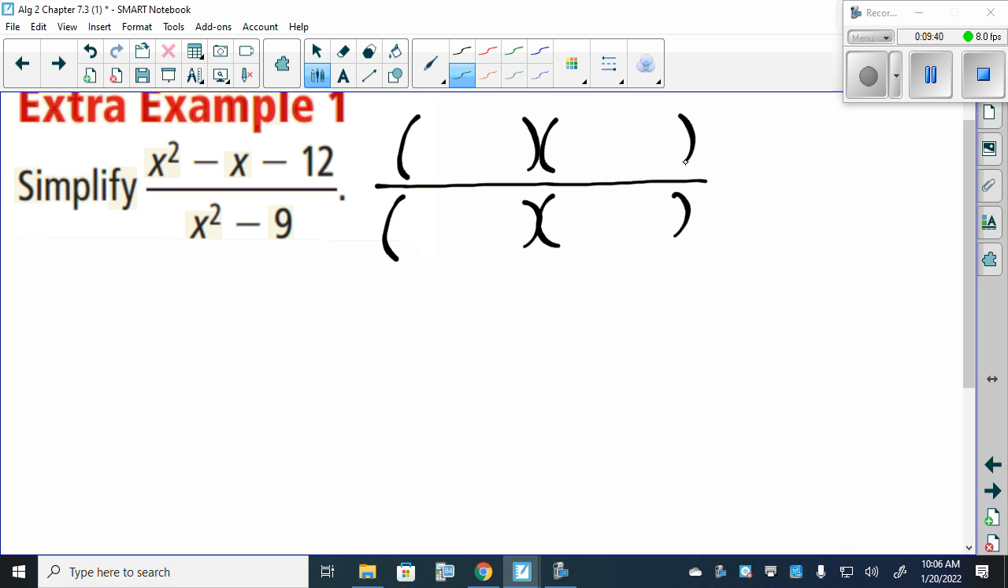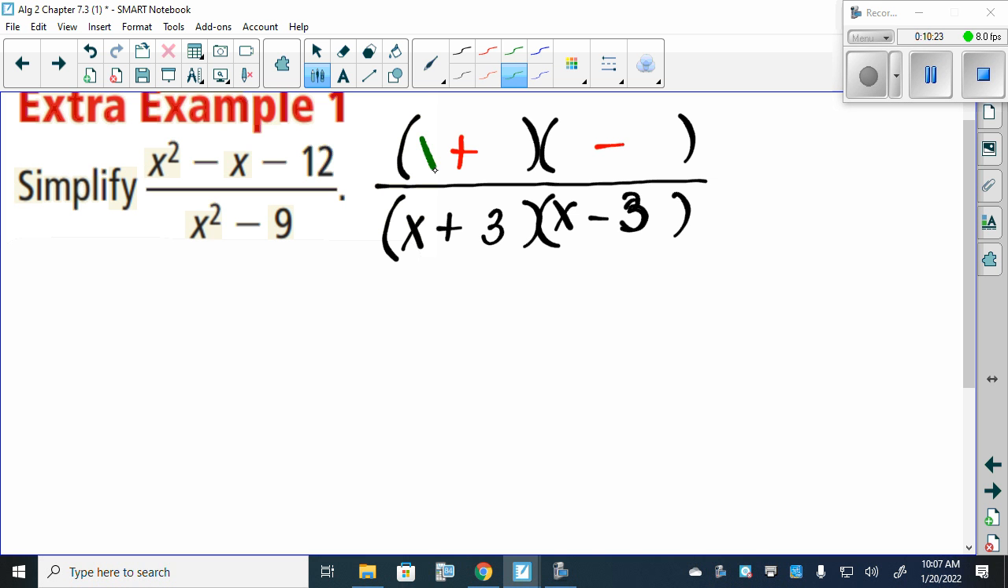Which one do we want to factor first, the top or the bottom? The bottom, we have x squared minus 9. Well, that's a difference of perfect squares again. So we'll have x plus 3 and x minus 3. And that kind of gives us a hint at what we're looking for on top. Now in the numerator, we have x squared minus x minus 12. Well, the subtraction of 12 tells me that the signs are opposite. One's going to be positive and one's going to be negative.